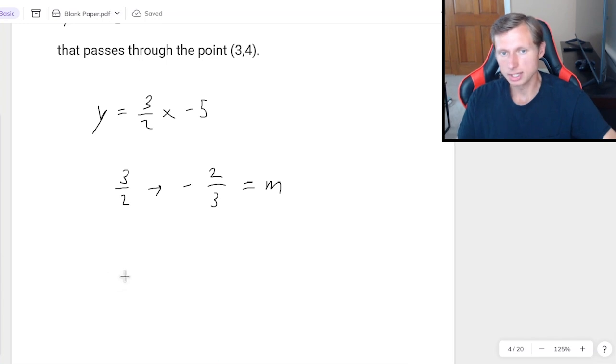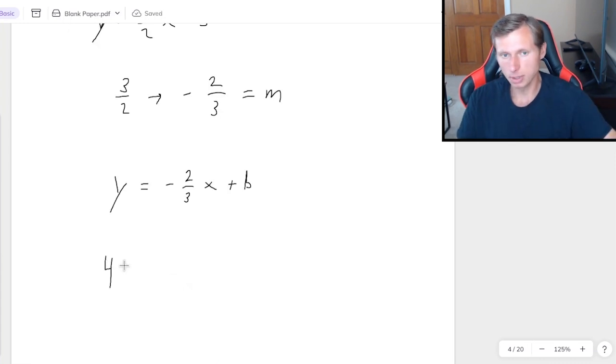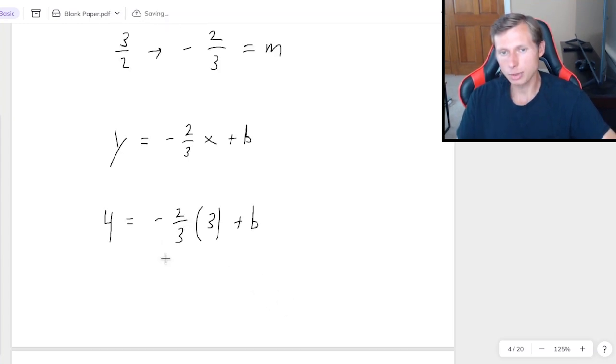So in other words, right now I have y equals negative 2/3 x plus b, and now to solve for b, I have to plug in the coordinate point they gave me, which was 3, 4, 3 for x, 4 for y. So I'm going to plug that in. 4 equals negative 2/3 times 3 plus b, and now I just have to solve for b. Looks like the 3 here and the 3 here are going to cancel.